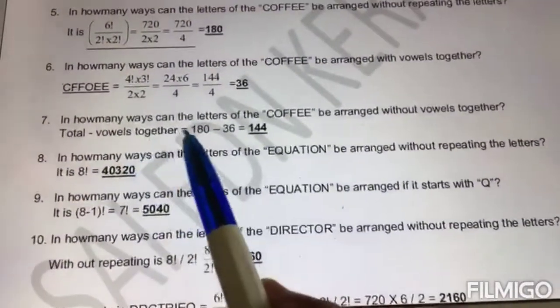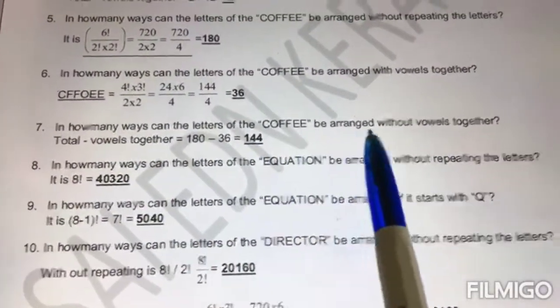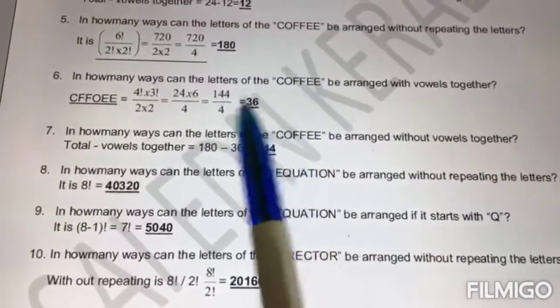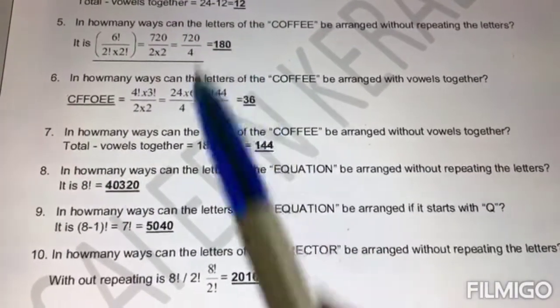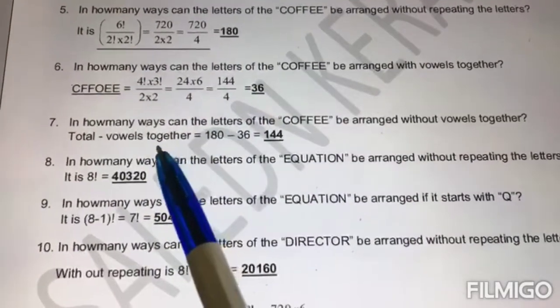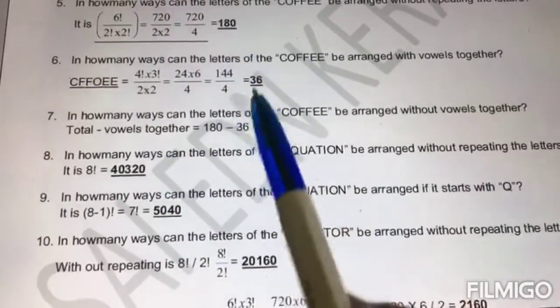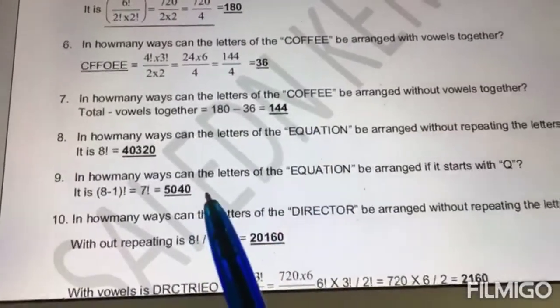Number 7. In how many ways can the letters of the word coffee be arranged without the vowels being together? The same as what we did previously. It will be the total number of ways in which we can arrange coffee without repeating, minus the number of ways in which the vowels are together. So it's 180 minus 36, which is 144.